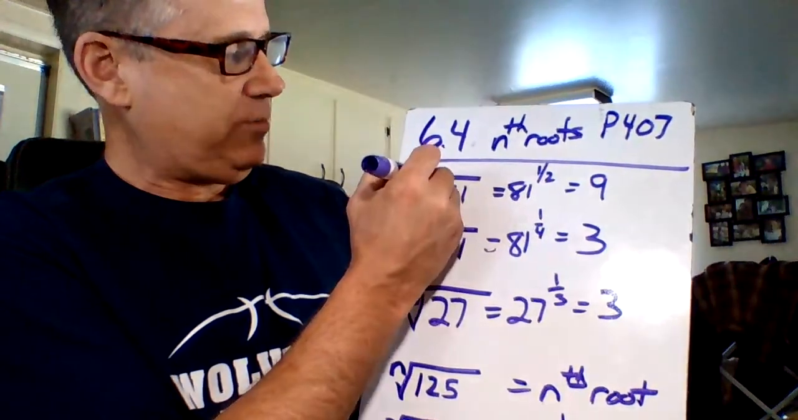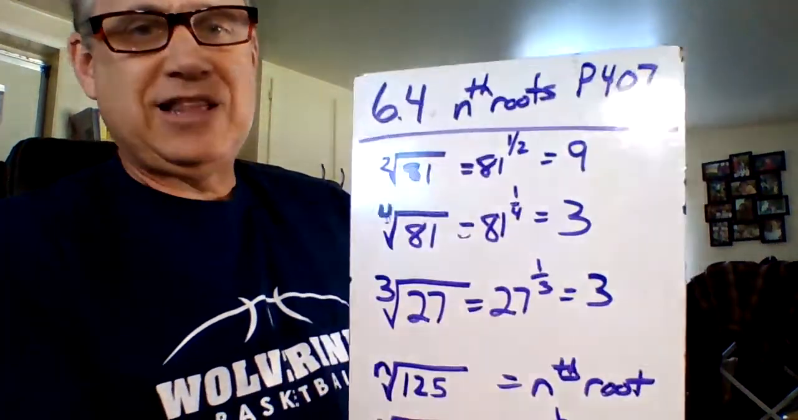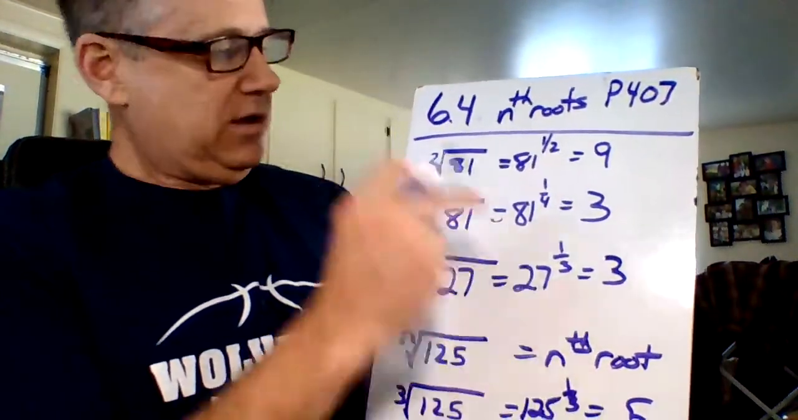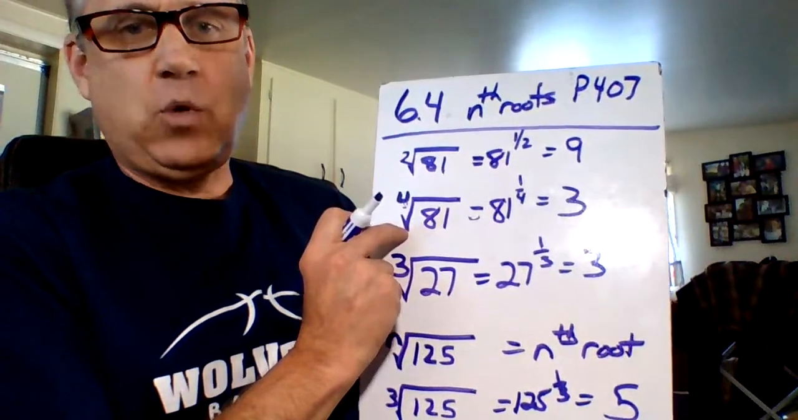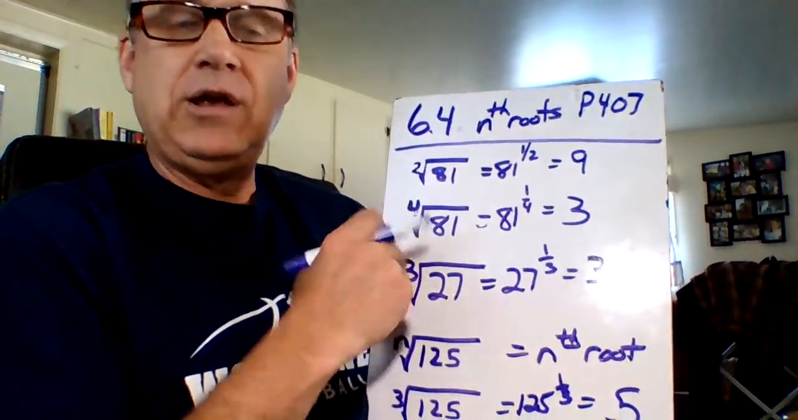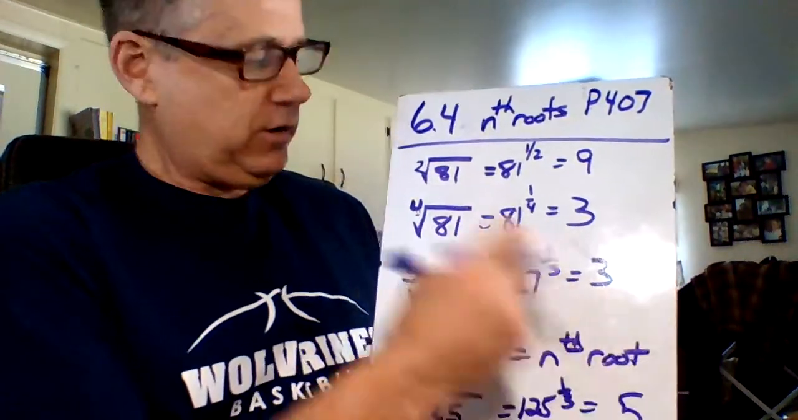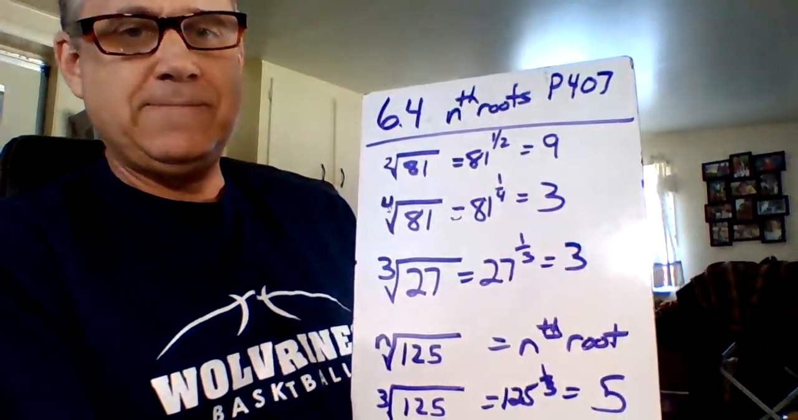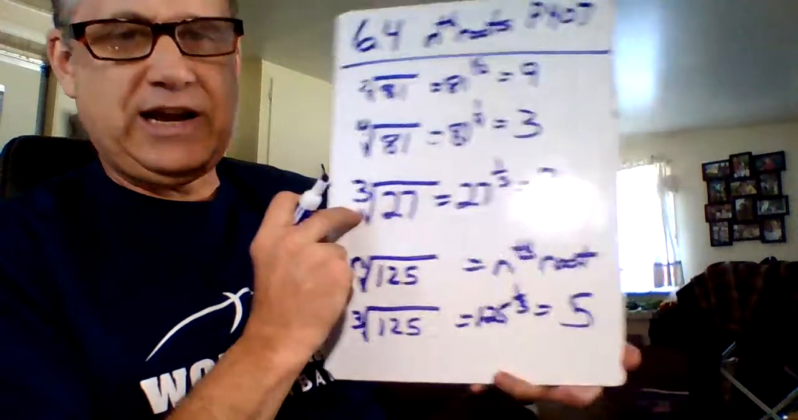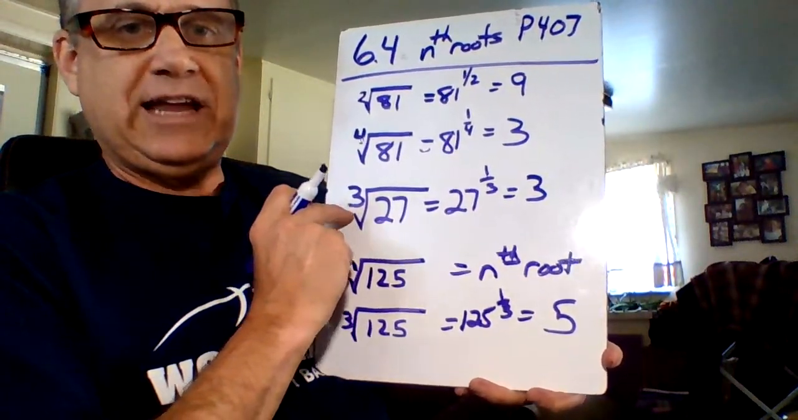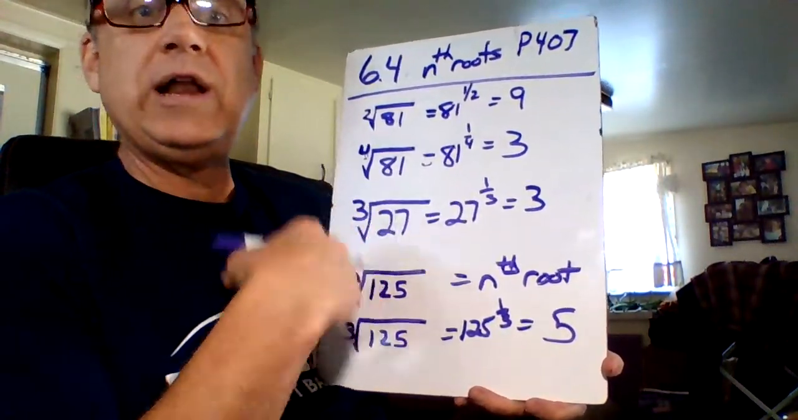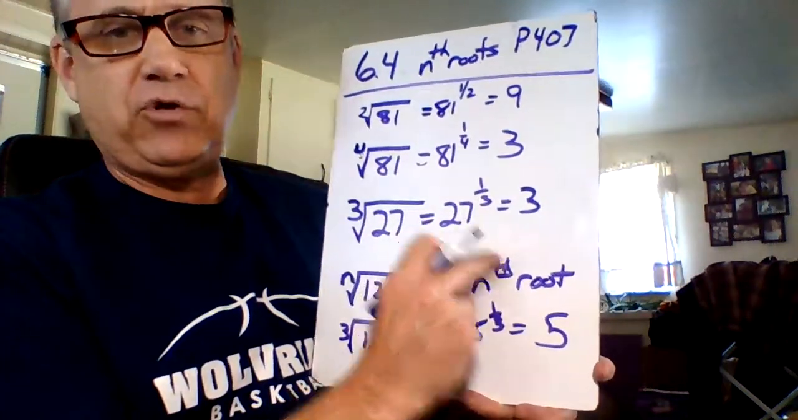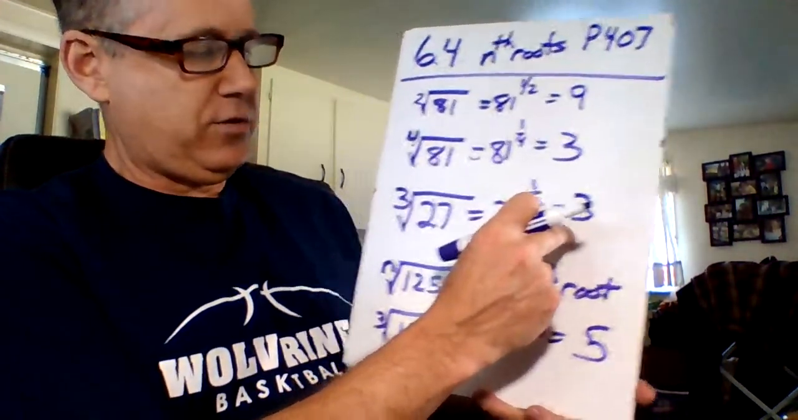So we basically could put a 2 right there on a square root, but we don't do that because that's given. Here we have the fourth root of 81, which basically means what number to the fourth power equals 81? Well, 81 to the 1/4 equals 3. Then we have the cube root of 27. What number cubed equals 27? Rewritten in rational form, the answer would be 3.